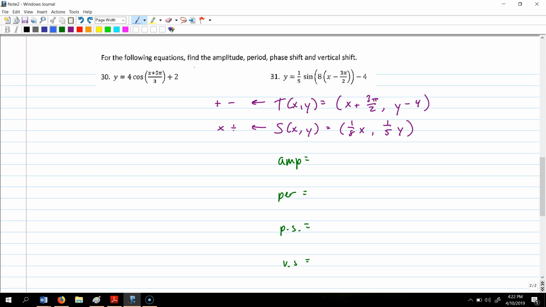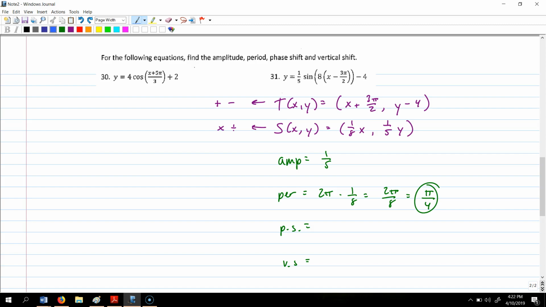So remember the amplitude we get from our a value, which is 1/5, so our amplitude is 1/5. Now to find our period, this is the only piece where we have to do any work. We have to take 2 pi times that b value, which is 1/8. Well, 2 pi times 1/8 is 2 pi over 8, and that reduces to pi over 4. So our period would be pi over 4 radians.